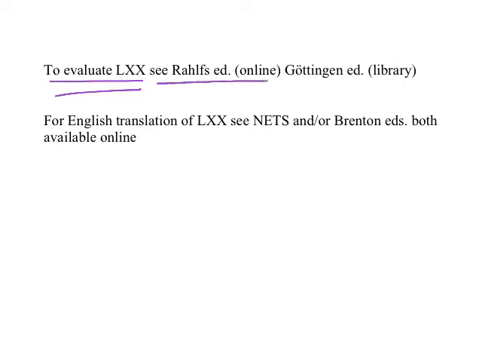This is available in the less critical edition online in Rahlfs. But the Göttingen edition is very expensive, and one would need to go to a library for that. There are English translations of the Septuagint. There's a new NETS translation put out by Oxford, but also the older Brenton edition, and both of these are available online. So the student is able to take a look at some of the contextual issues related to this.